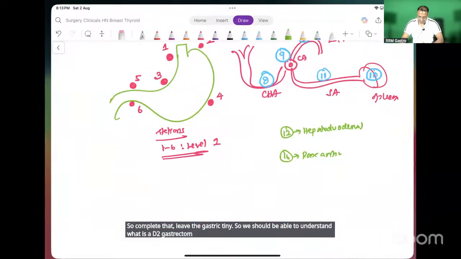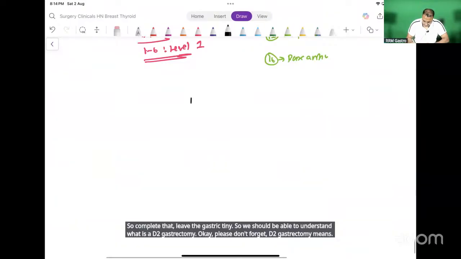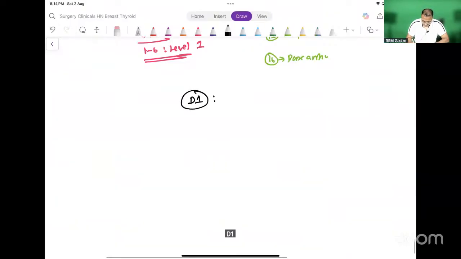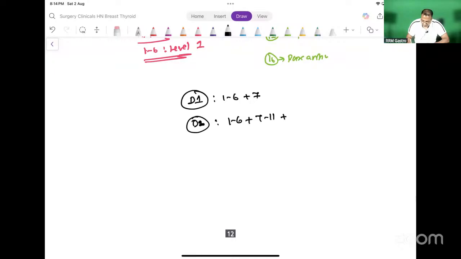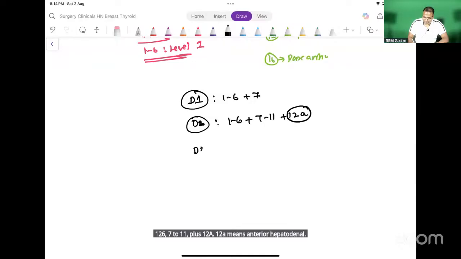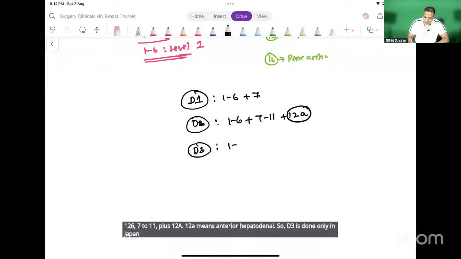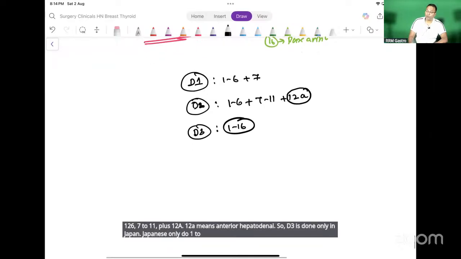Okay, please don't forget, D1 lymphadenectomy means 1 to 6 nodes plus 7. D2 means 1 to 12: 1 to 6, 7 to 11 plus 12A. 12A means anterior hepatoduodenal. D3 is done only in Japan. Japanese only do 1 to 16. All the groups of nodes are done in D3.